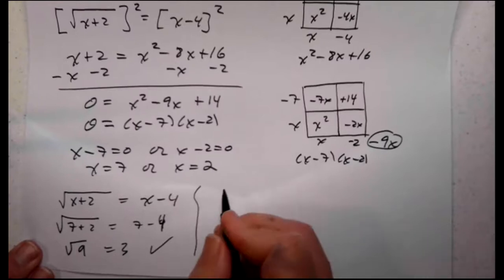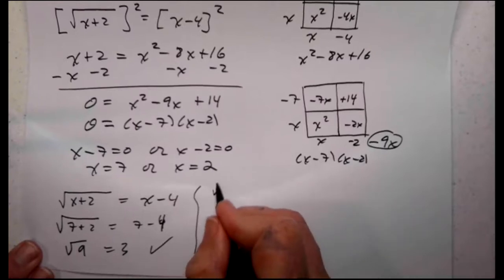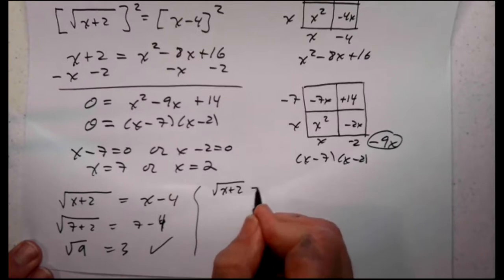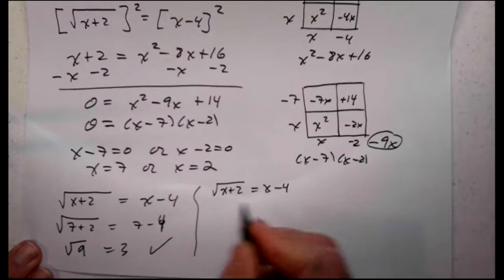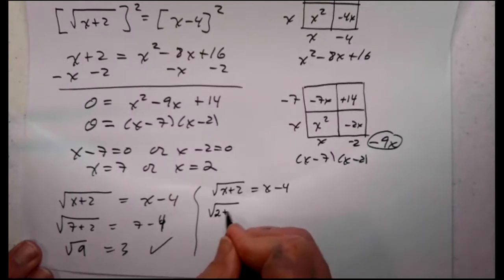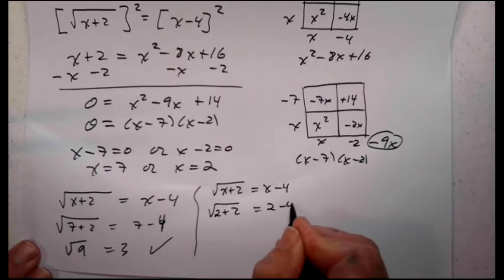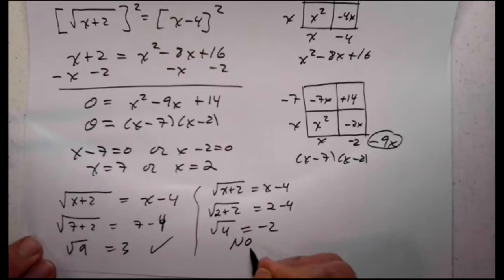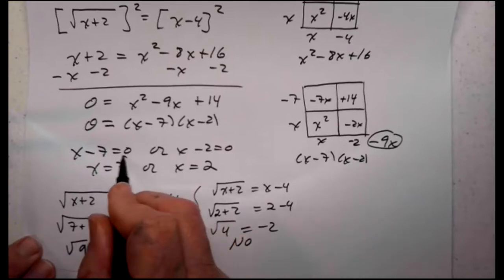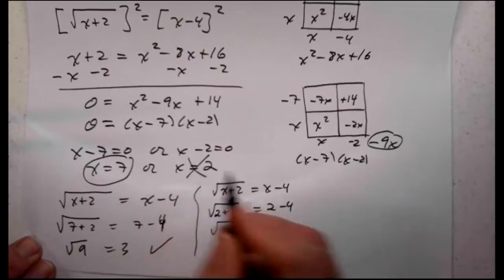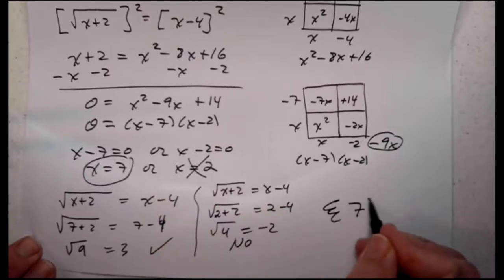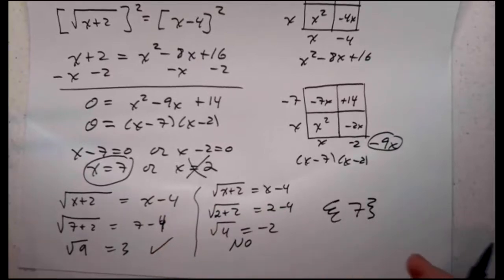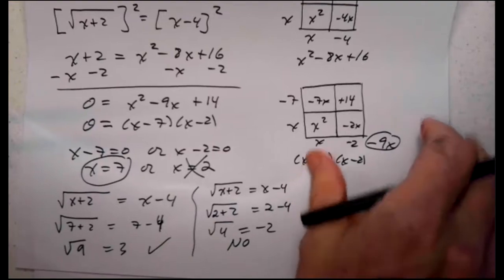What about 2? Again, my question was root x plus 2 equals x minus 4. Plugging in 2. Does root 2 plus 2 equal 2 minus 4? Does root 4 equal negative 2? The answer to that one is no. So my only answer is 7. 2 we can throw out. 7 is my solution to that equation.